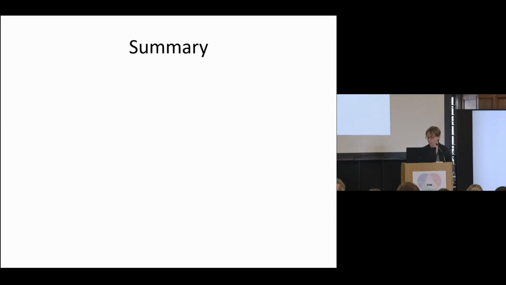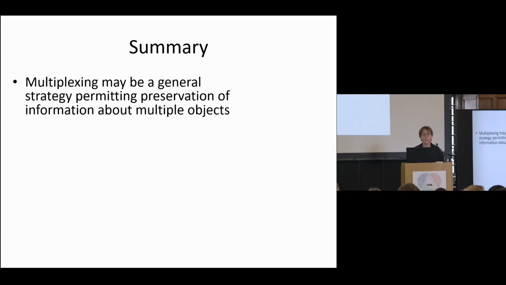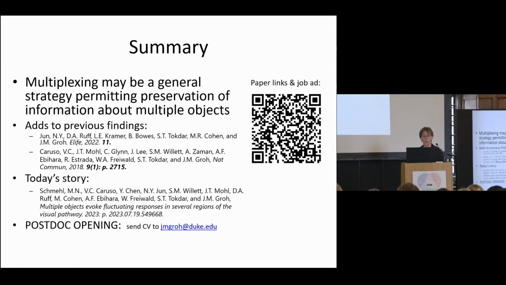So just to summarize what we're arguing here, we're arguing that multiplexing may be a general strategy that's permitting preservation of information about multiple objects. This adds to our previous findings. We have performed similar analyses now in V1, V4, and in the auditory pathway in the inferior colliculus. Today's story, you can see the full version up on bioRxiv.